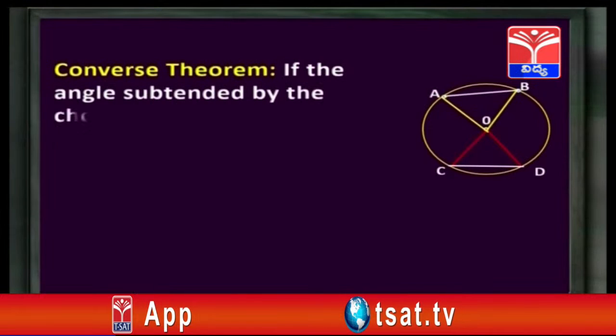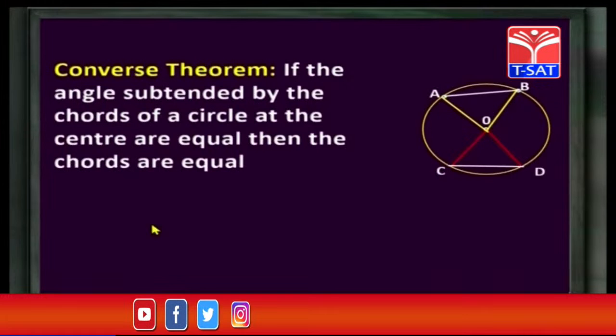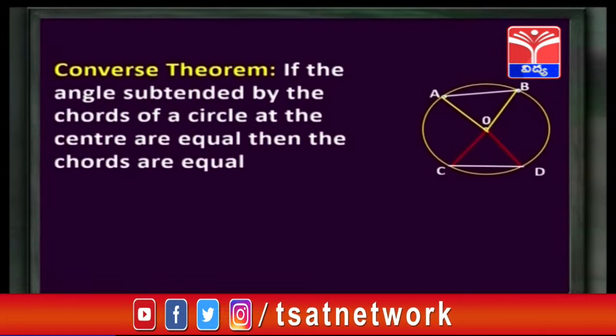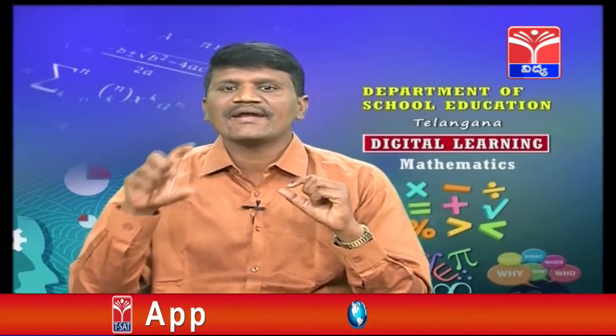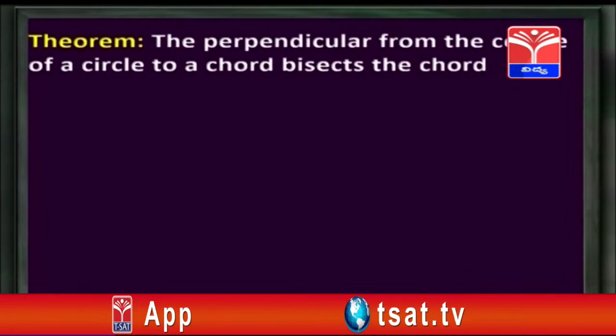Now the converse theorem. What is the converse theorem? If the angles subtended by the chords of a circle at the center are equal, then the chords are equal. So what can we finalize? If the angles made at the center are equal, then the chords are equal. First, let us see the theorem.